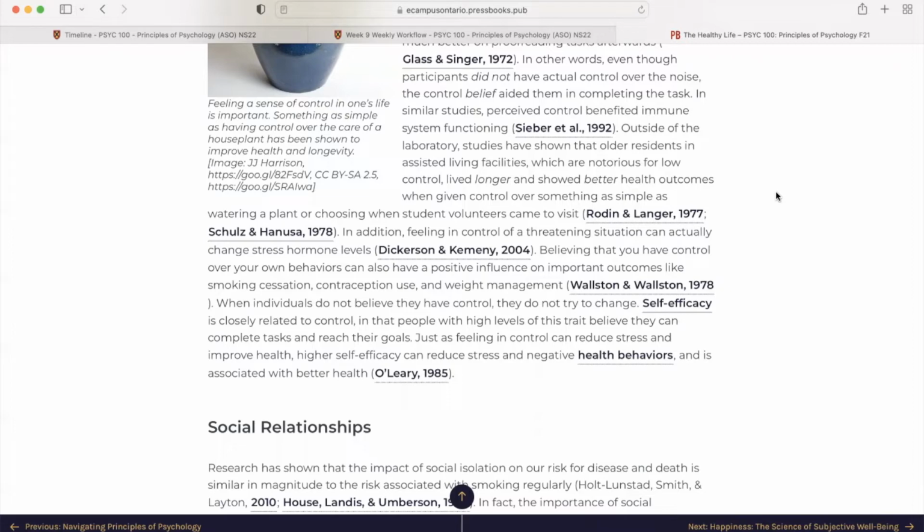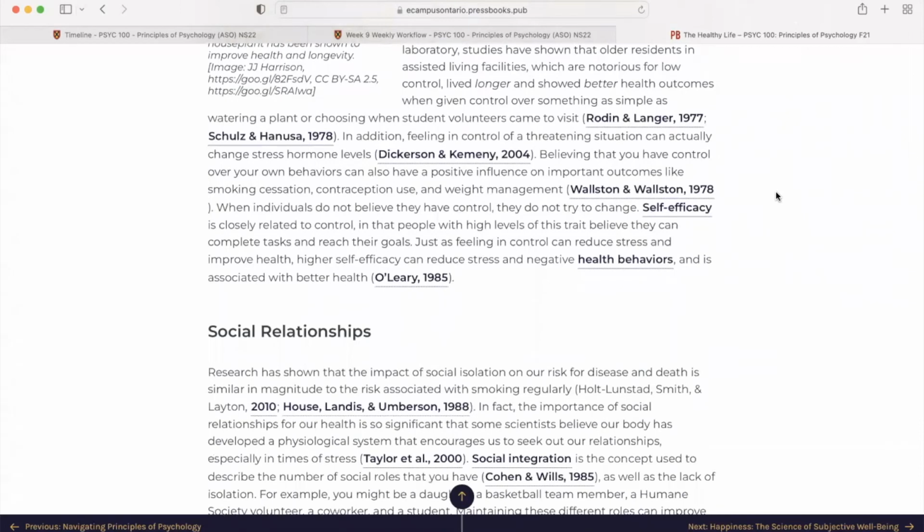In addition, feeling in control of a threatening situation can actually change stress hormone levels. Believing that you have control over your own behaviors can also have a positive influence on important outcomes like smoking cessation, contraception use, and weight management. When individuals do not believe they have control, they do not try to change.